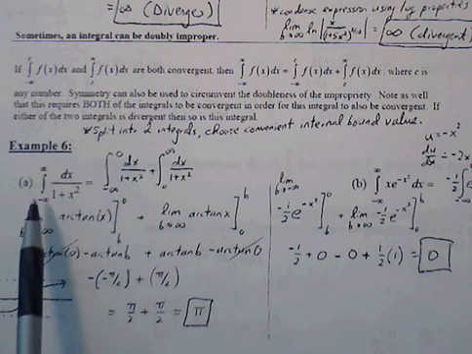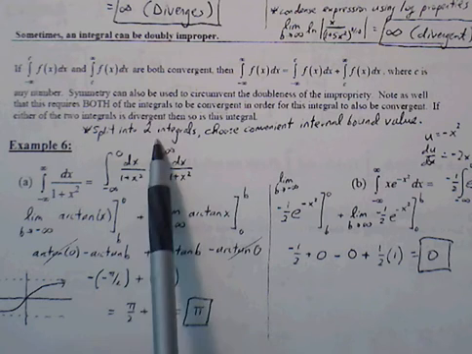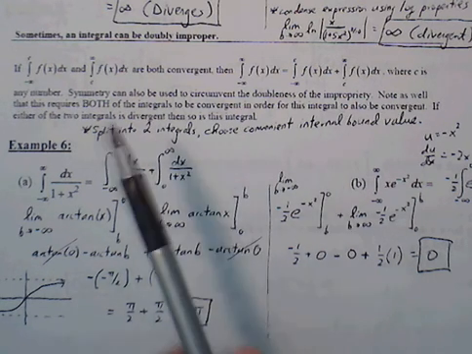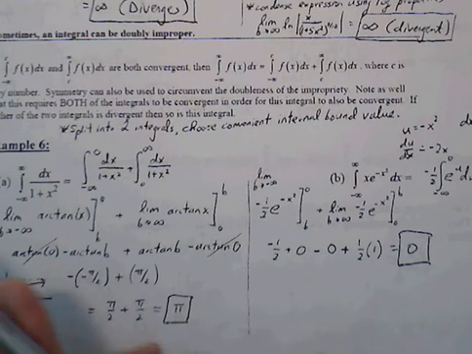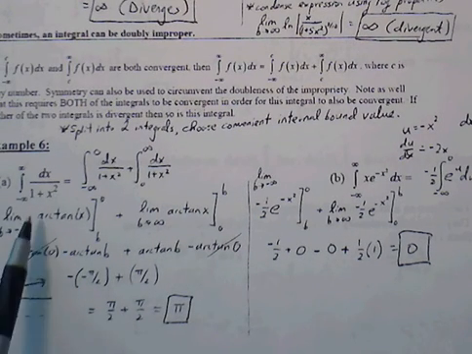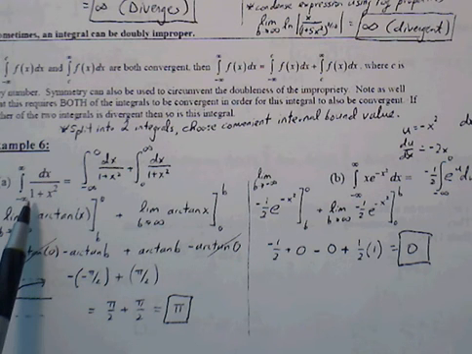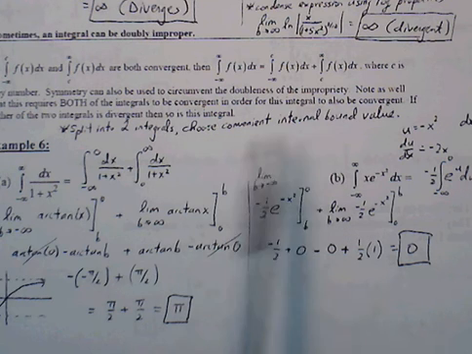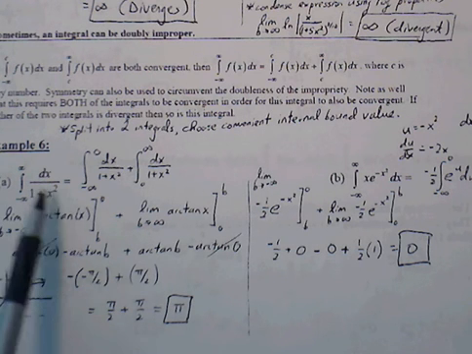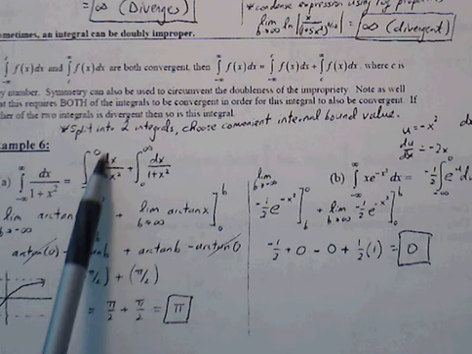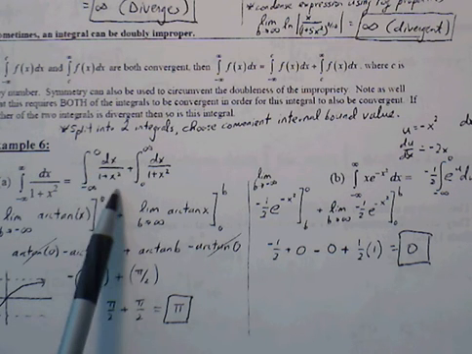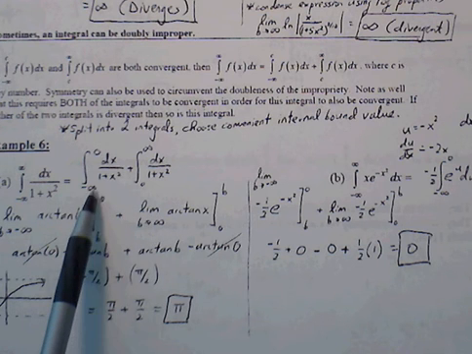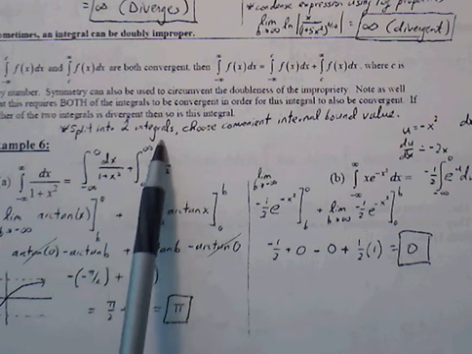So sometimes if we see negative to positive infinity, we need to split into two integrals and choose a convenient interval bound value. So example 6, we have negative to positive infinity, dx over 1 plus x squared. A lot of times the convenient interval is at 0. So if we check out 0 here, negative infinity to 0 for the first expression, we split this up into two separate integrals here, from negative infinity and then from 0 to infinity.